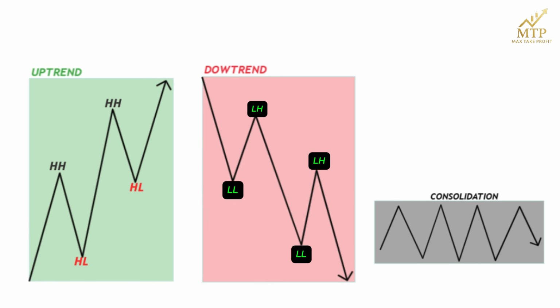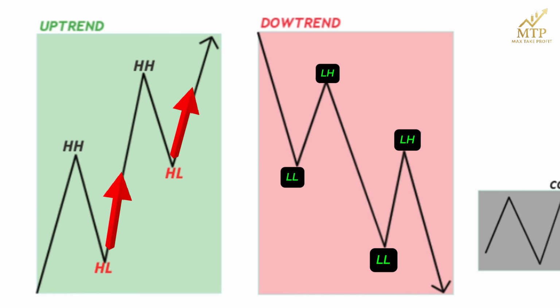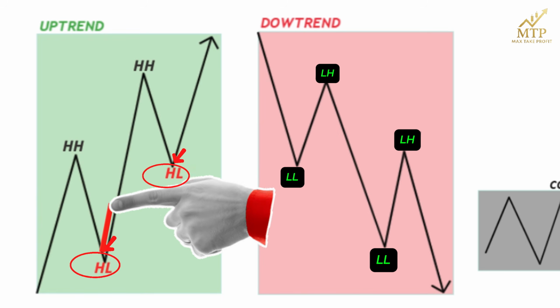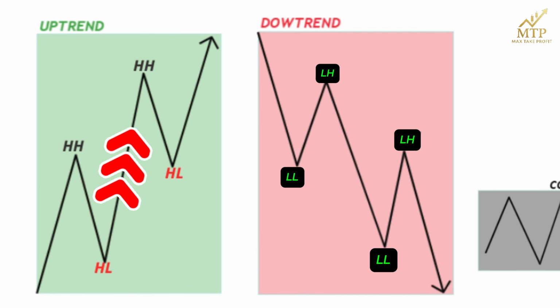The uptrend. When the market is in an uptrend, it means buyers are in control. Price keeps creating higher highs and higher lows. Each time the market pulls back a little and then pushes higher again, it's just continuing its bullish structure. As long as previous lows are not broken, the trend remains bullish. So as a trader, your main goal here is clear: look for buy opportunities.